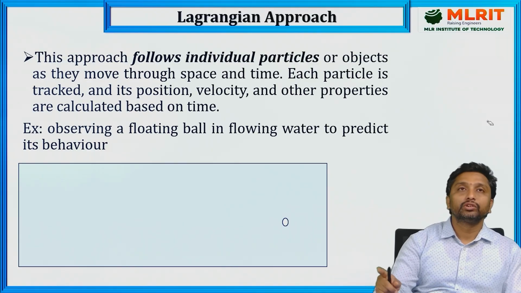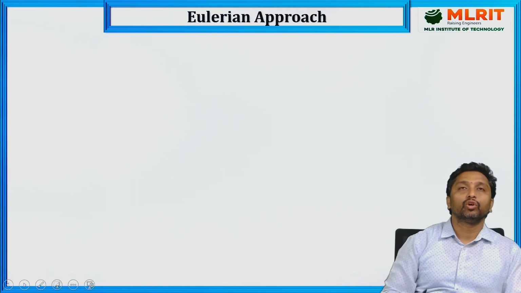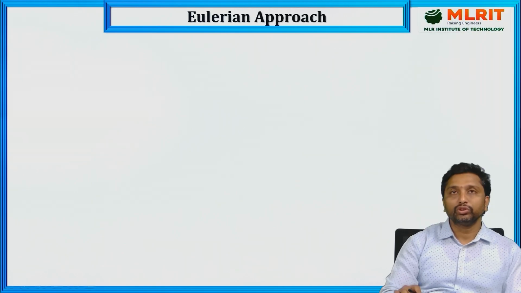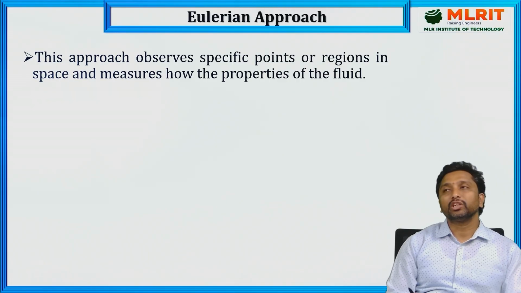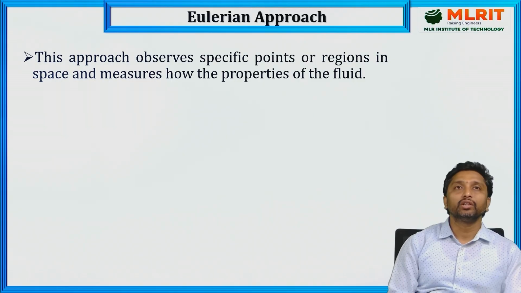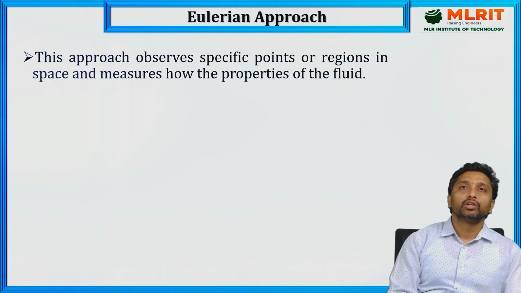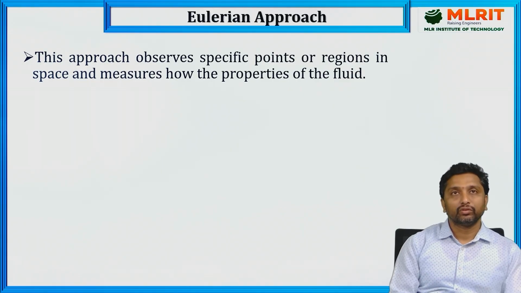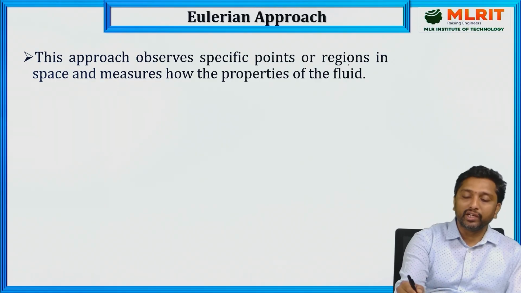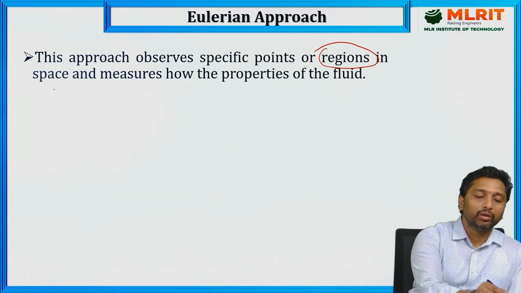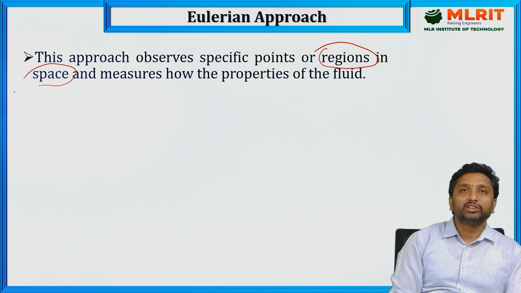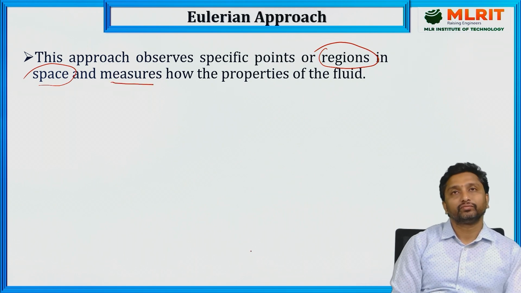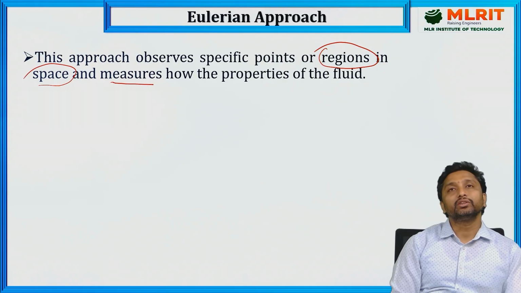Now let's see the Eulerian approach. Eulerian approach uses a specific region. Unlike the Lagrangian approach, where you are concentrating on one single point, the Eulerian approach considers a region for predicting the parameters. It measures what is happening at a particular region or a particular space, and it measures the properties in this particular region to predict the fluid flow behavior.